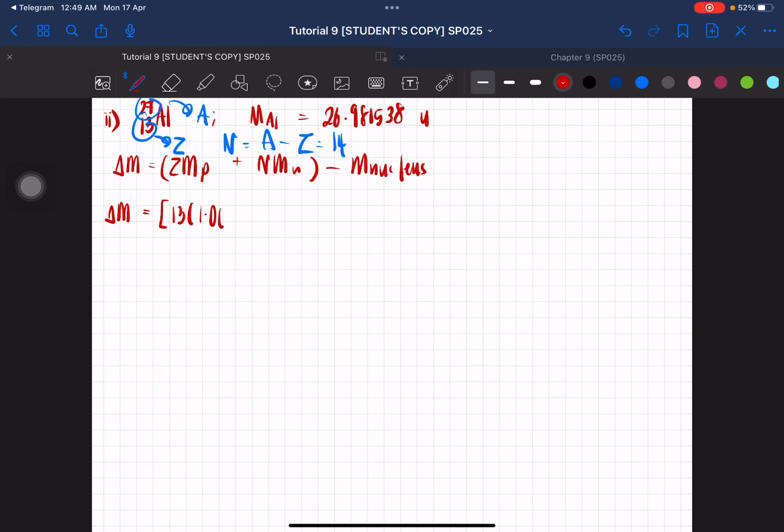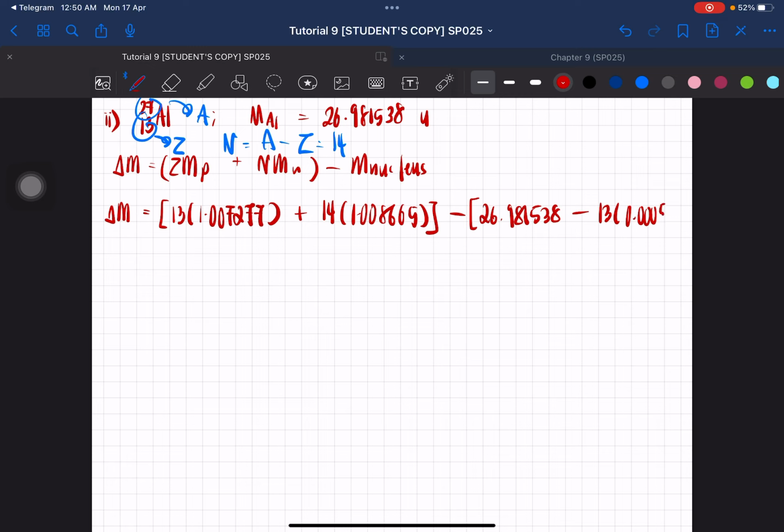This is 1.007277 plus dengan N, which is 14. This is 1.008665 minus dengan mass of nucleus, which is 26.981538. We minus dengan the number of electrons. That is Z. Z is given as 13. Wait, let me just rewrite that. 13. This is mass of electron, which is 0.000549.